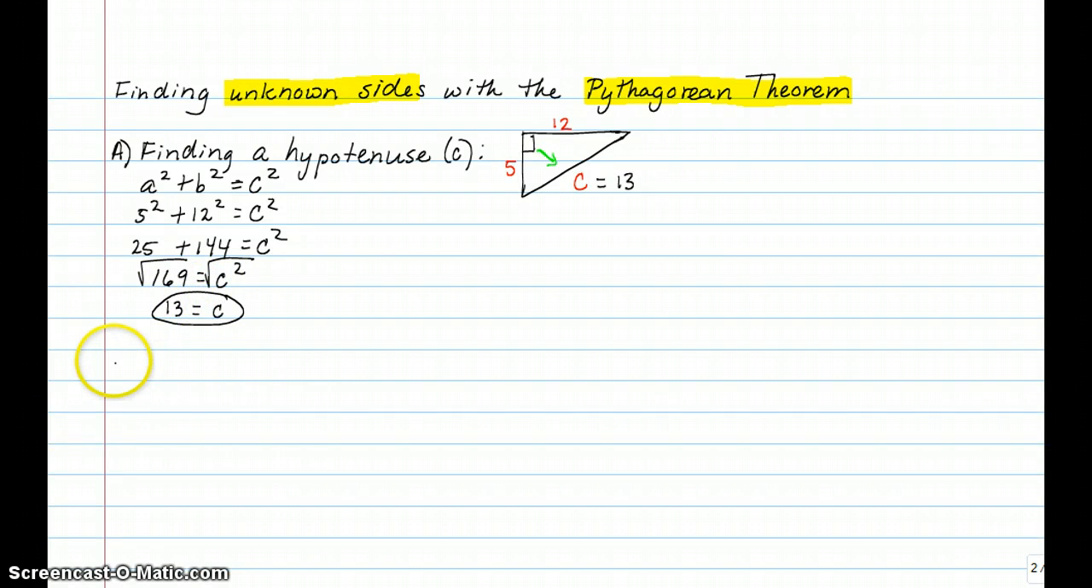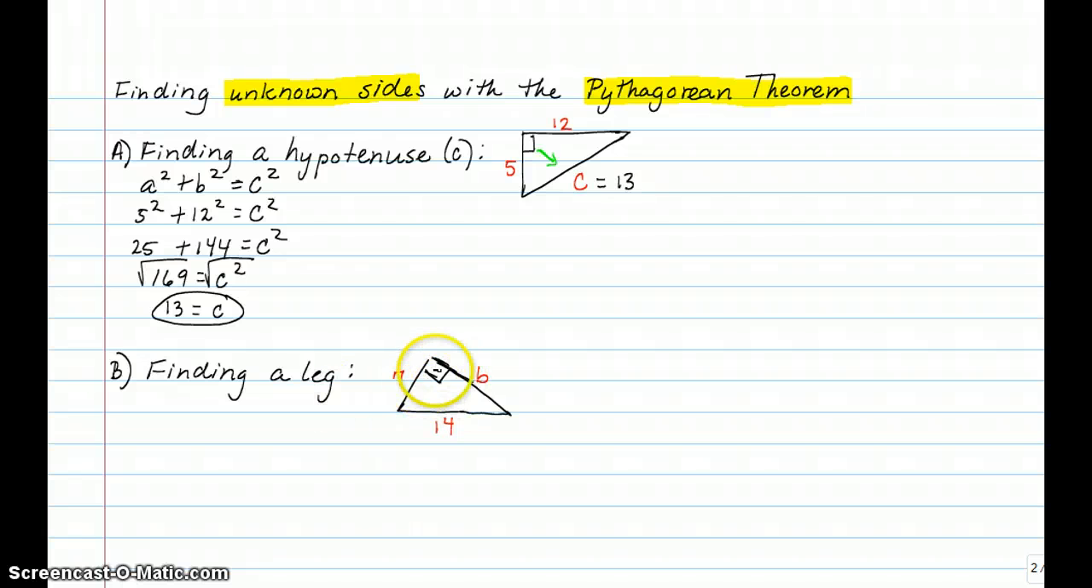Okay, let's go to letter B. You're not always finding a hypotenuse. Sometimes you have to find a leg, so we'll do that one next. And sometimes you're finding a leg, so because the hypotenuse is directly across, so that's your C. These are your legs, 7 and the B. So it's going to be, let's go ahead and write the formula again, a squared plus b squared equals c squared.